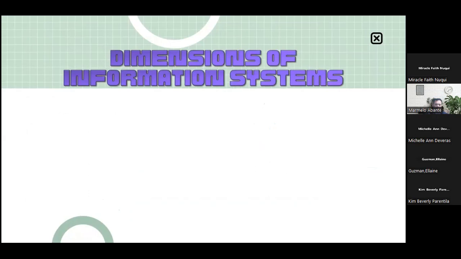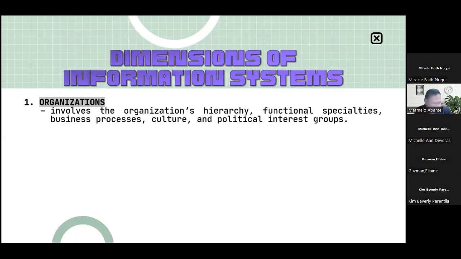To fully understand information systems, we must understand the broader dimensions of systems and their power to provide solutions to challenges and problems in the business environment. These dimensions are organizations, which involves the organization's hierarchy, functional specialties, business processes, culture, and political interest groups. Its key elements include people.